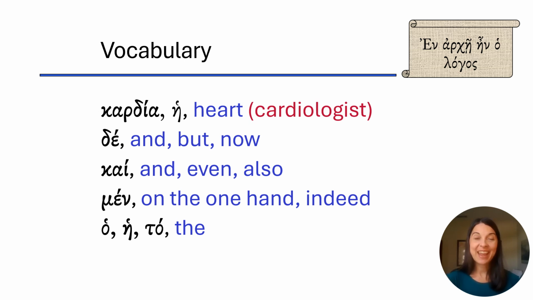We also have de, which means and, but, or now. Ke, which means and, even, also. Men, which means on the one hand or indeed. And then we also have 3 different spellings of the article, or 3 different declensions of the article. We have ho, hey, and to. And these are the masculine, feminine, and neuter forms, but we won't learn that until next week.